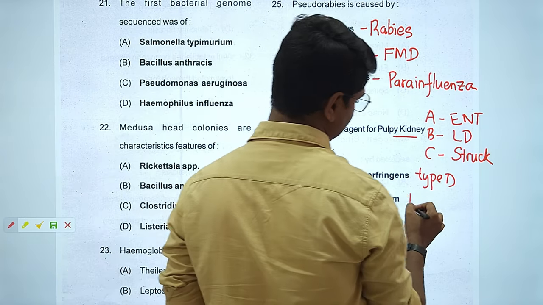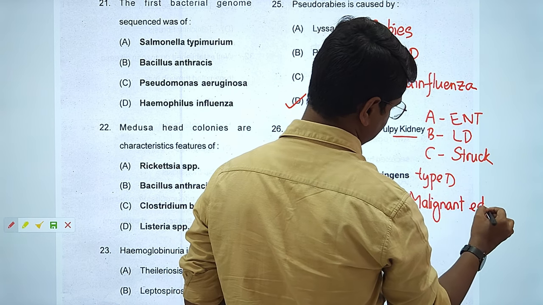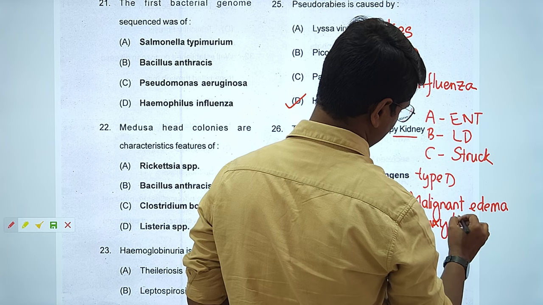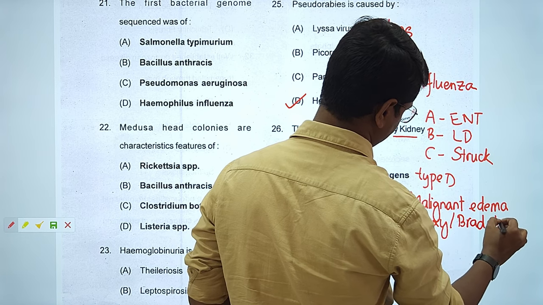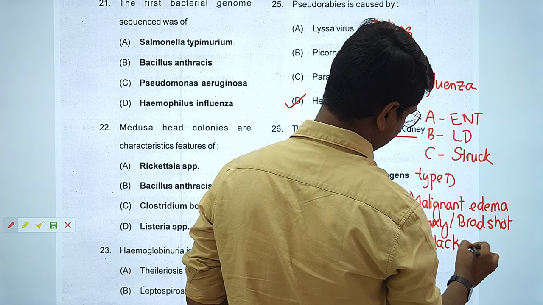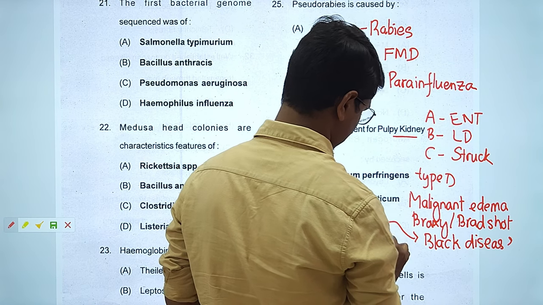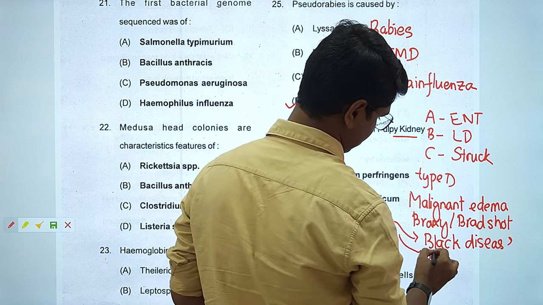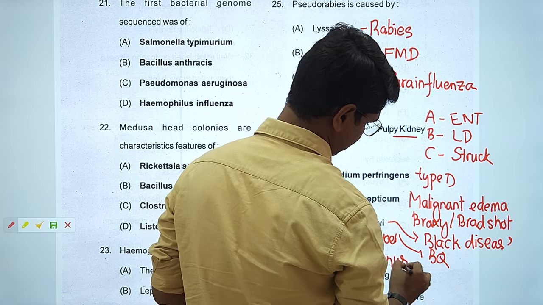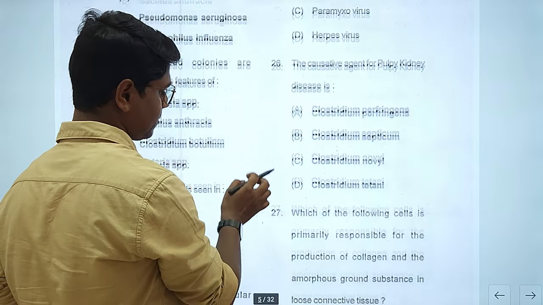Clostridium septicum causes malignant edema or braxy. Clostridium novyi causes black disease. There is another clostridial organism, Clostridium chauvoei. It causes blackleg. Clostridium tetani causes tetanus. Okay, any others left? Comment down. There are, I think, one or two more Clostridium organisms.